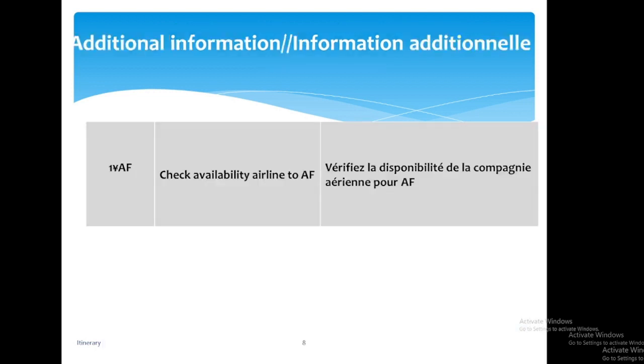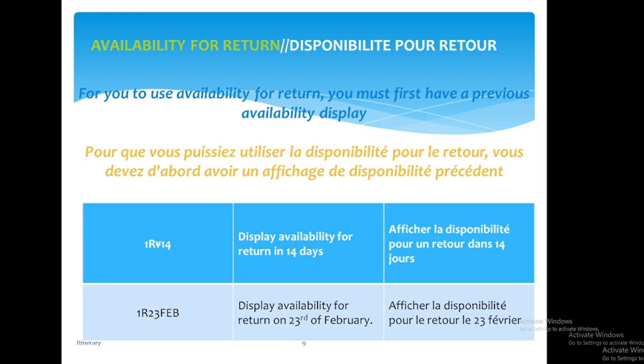Now if you have done your availability on Ethiopian and you want to check for Air France, KQ, and so on, just put 1 Cross of Lorraine, then the airline code. It will change from the current airline to the new one you are adding now.